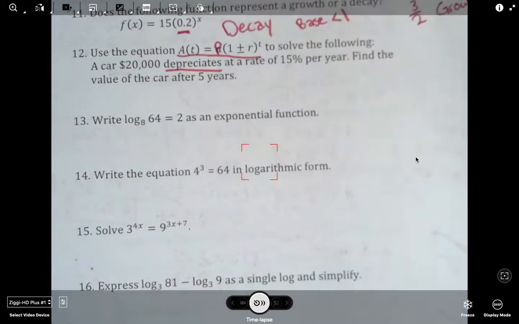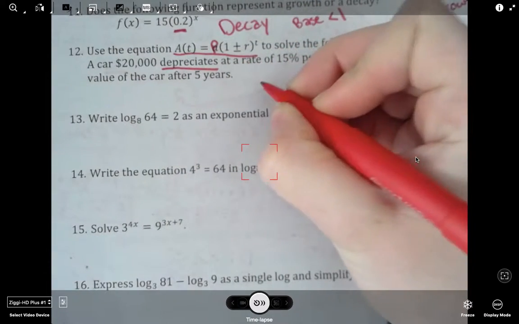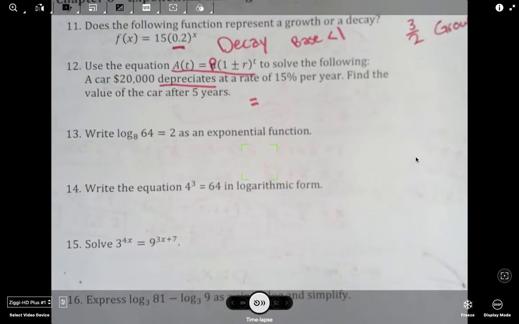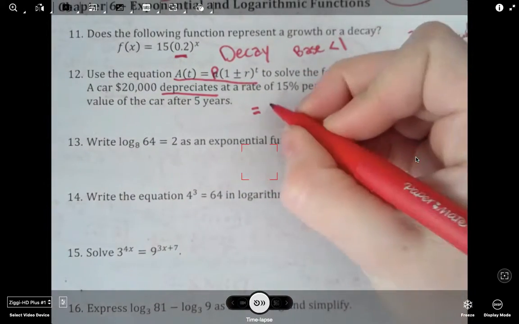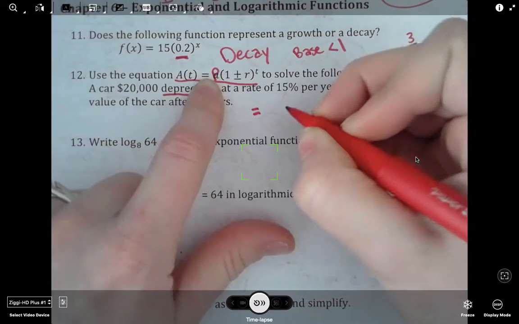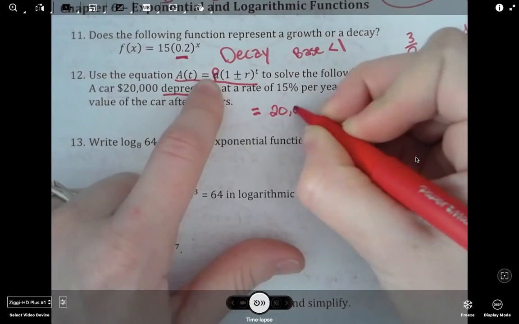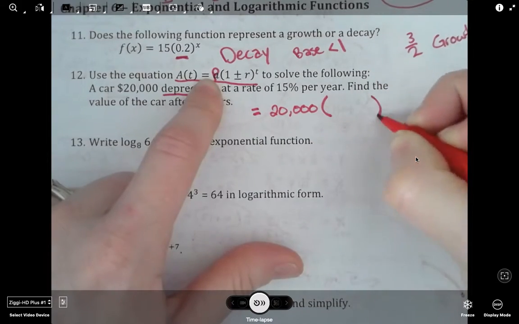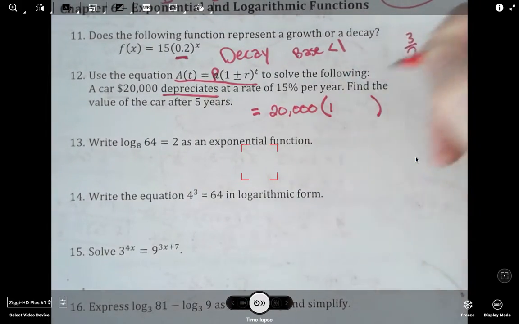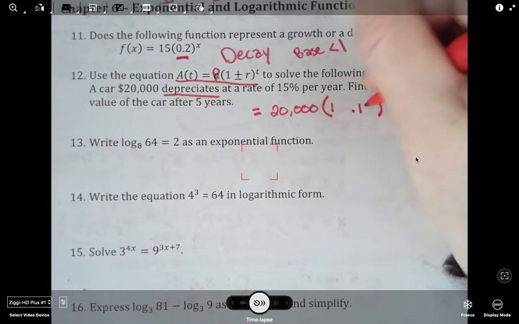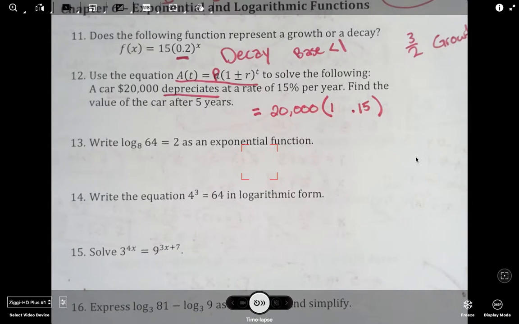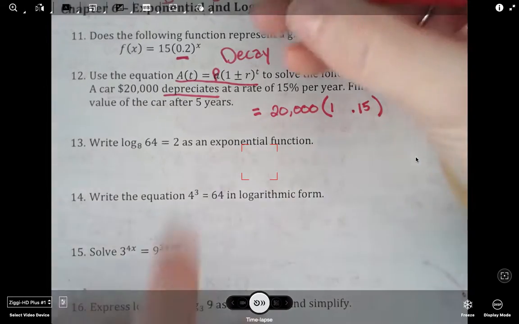So where does the 20,000 go? Let's just pick this apart. 20,000 goes in for the A or the P. That is the principal. 20,000 goes here. And then I have 1, the rate. What is the rate? Yep, it's 0.15. But Kelsey said negative. Why is it negative? Because it's depreciating.